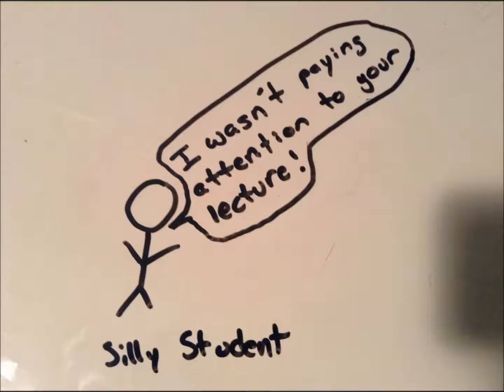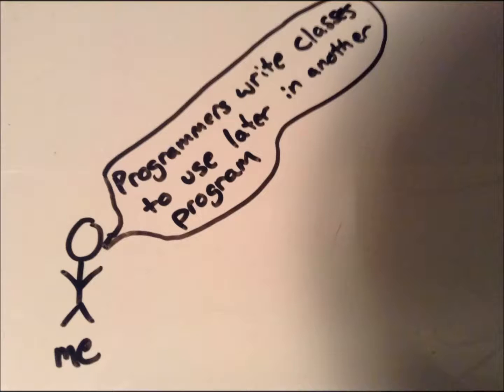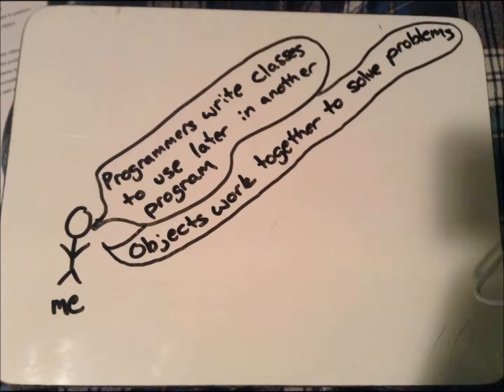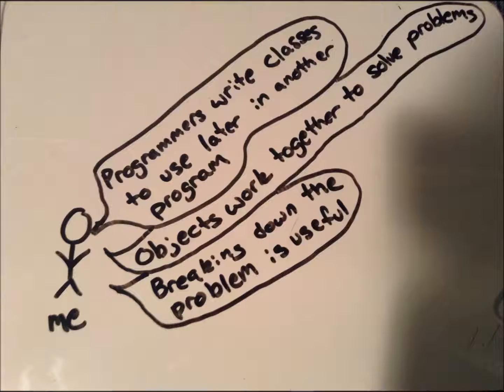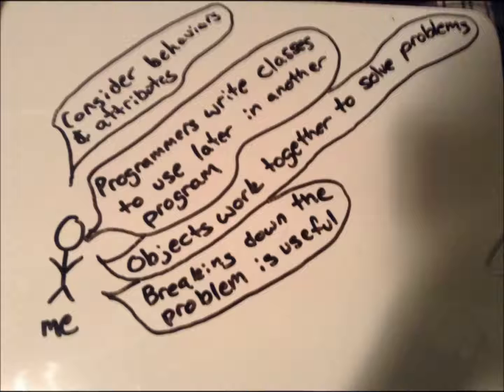So what were you supposed to learn in the last 13 minutes? Well, a programmer designs and writes classes that can later be used in other classes to create objects of the previous class. Then the objects work together to solve the problem. Also, breaking down a large problem into a collection of smaller problems is a very useful programming technique. When designing a class, we've got to consider behaviors and attributes of the objects created from that class, as well as how we'll create those new objects.